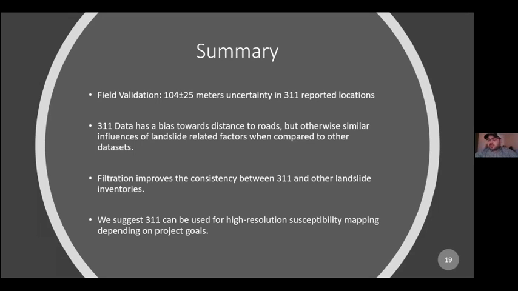So now to summarize what we've been working on. Through field validation, we've determined that there is some uncertainty with the 311 reported locations, quantified to be about 104 plus or minus 25 meters. The 311 has a bias towards distance of road when we're looking at influential variables, but has similar influences to other landslide data sets. Filtration does improve the consistency between 311 and other inventories. So we suggest that the 311 can be used for high resolution susceptibility models, depending on the project goals. So anytime you would want to use this, you do have to account for its uncertainty.